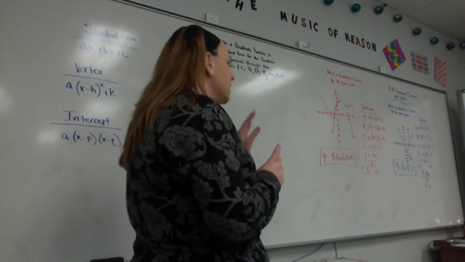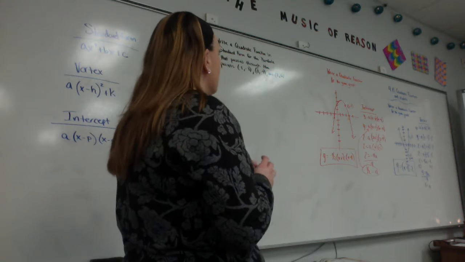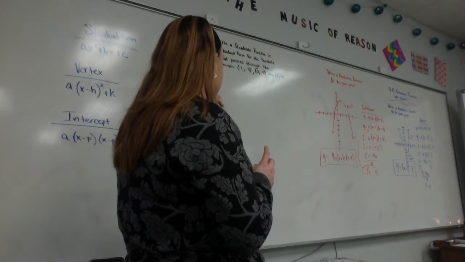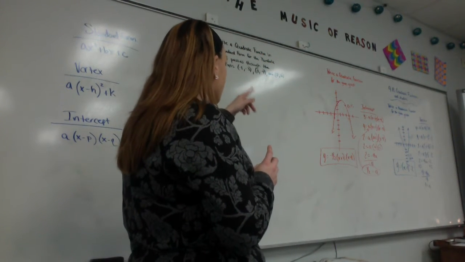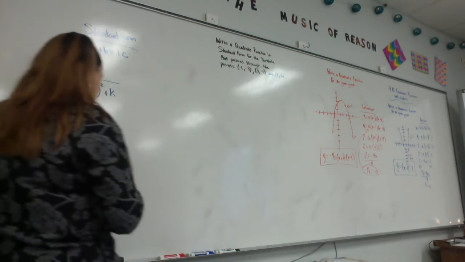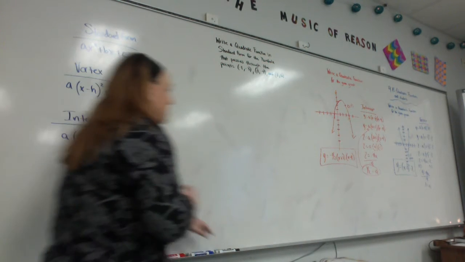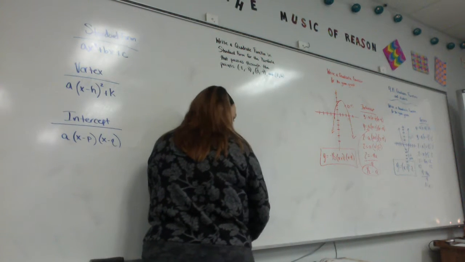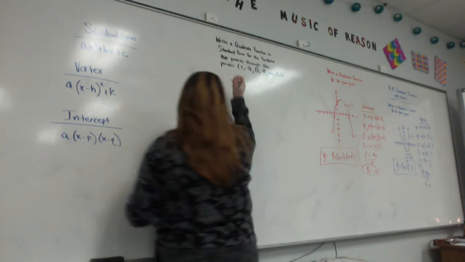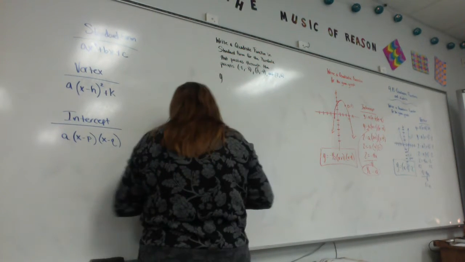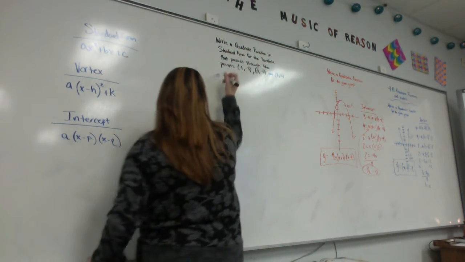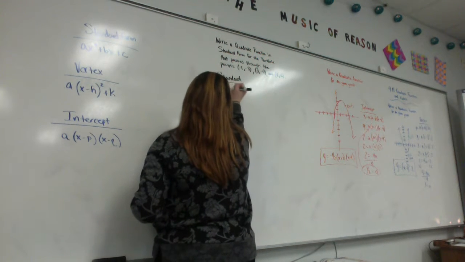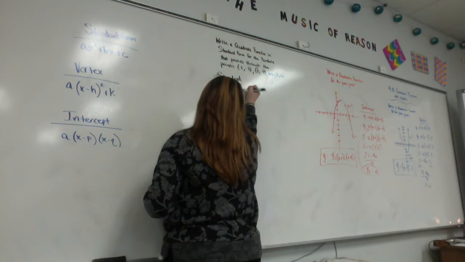This is the one that takes longer to do. So if you're writing a quadratic function in standard form for a parabola that passes through the points (-1, -3), (0, -4), and (2, 6). Standard form says y equals ax squared plus bx plus c, correct? So my standard form says y equals ax squared plus bx plus c.